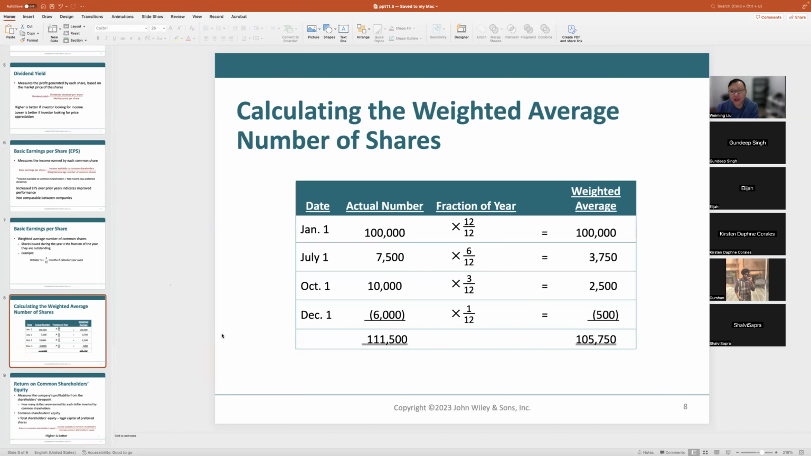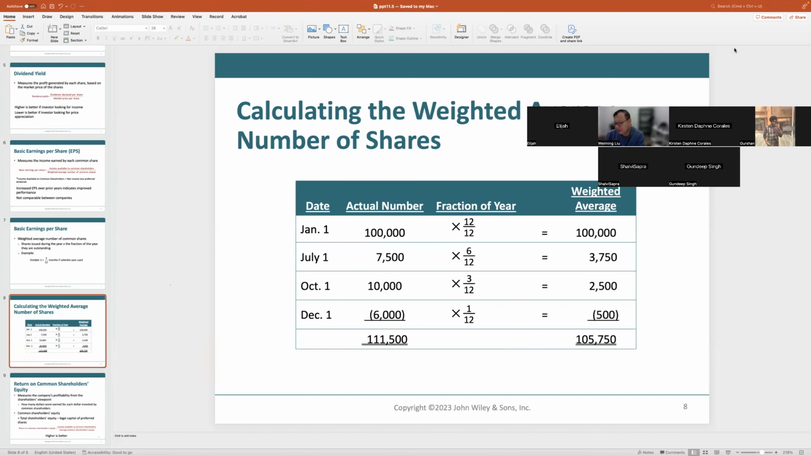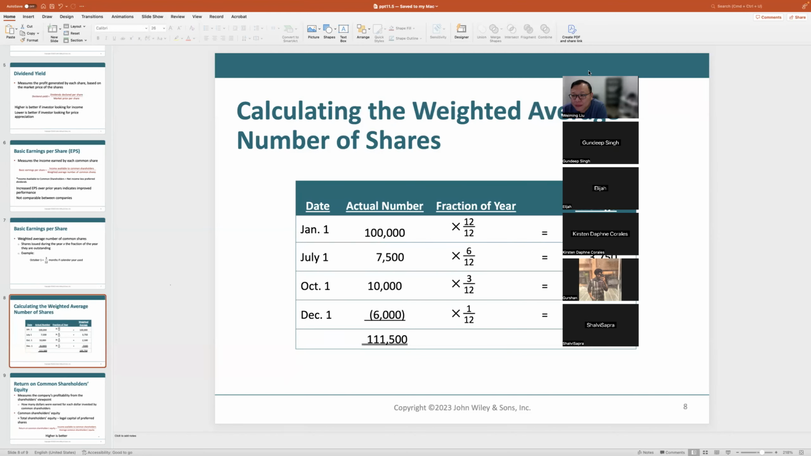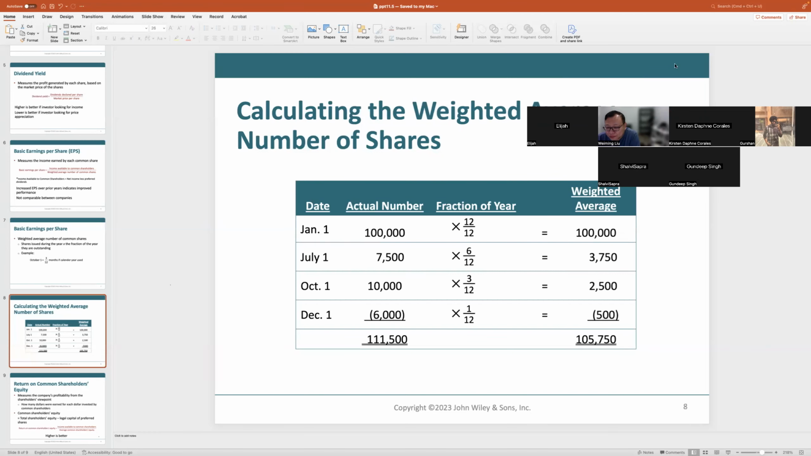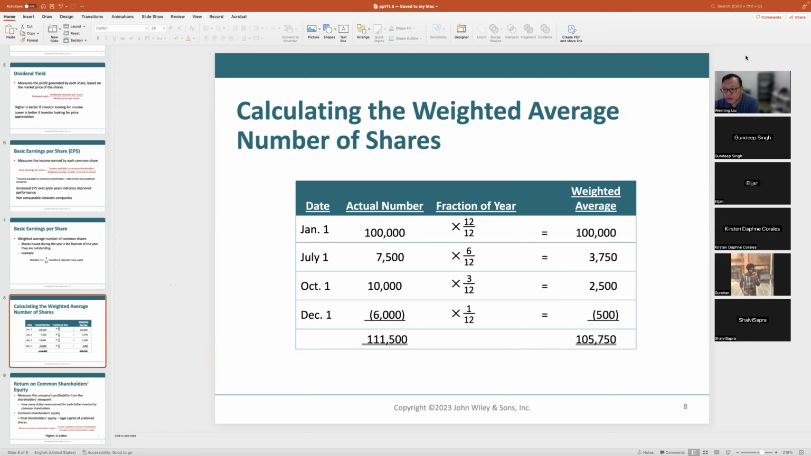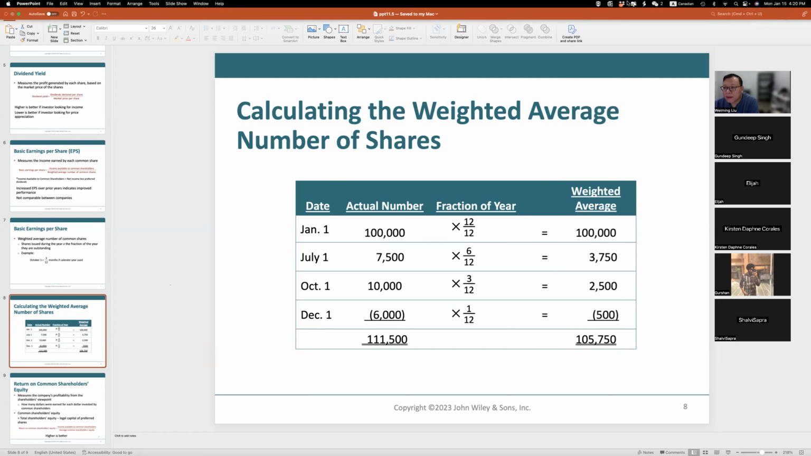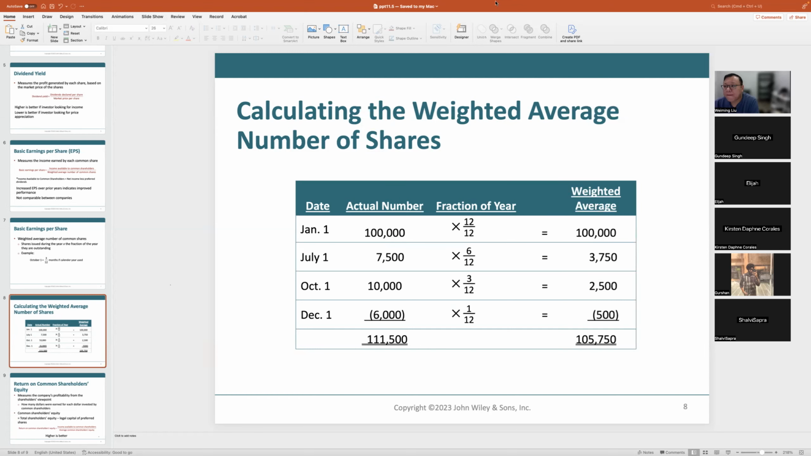Does anyone have any question on calculating the weighted average number of shares? If you think this is good, give me a thumbs up. 1, 2, 3. Okay, awesome. Do you guys have any question? No? Okay. So I will move on.